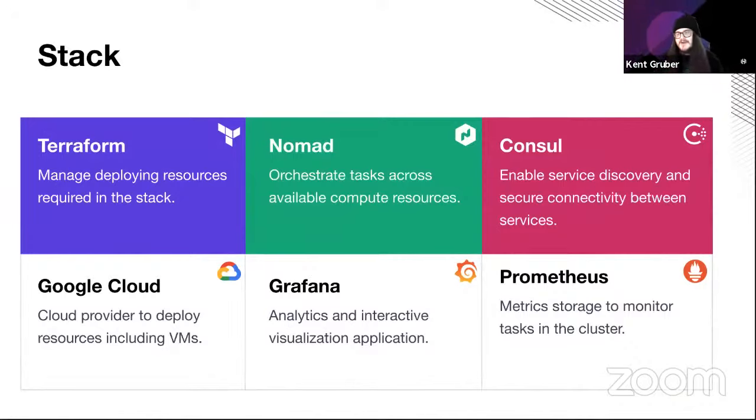We're going to look at Terraform, how I used it to manage and deploy resources required in the stack. Nomad, the real subject of the talk, if you will, orchestrates the tasks across variable compute resources, and I use Consul to enable service discovery and secure connectivity between the tasks running in my cluster. I use Google Cloud in this case to deploy VMs and other resources, and then Grafana to visualize the metrics that I have out of my Prometheus instance.